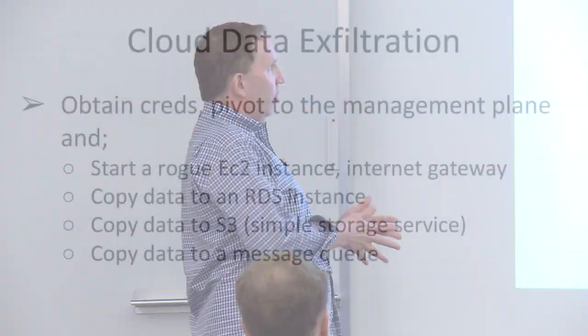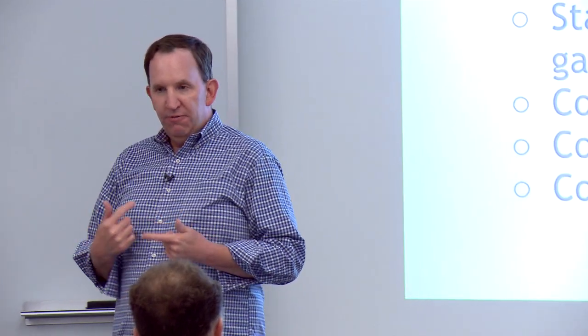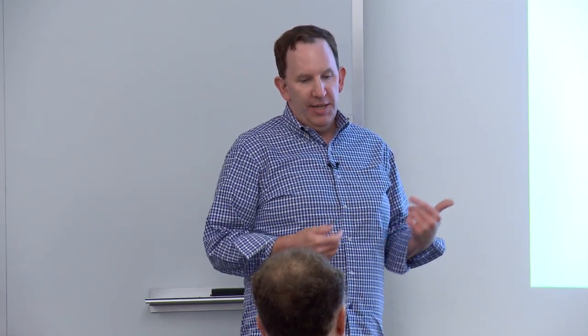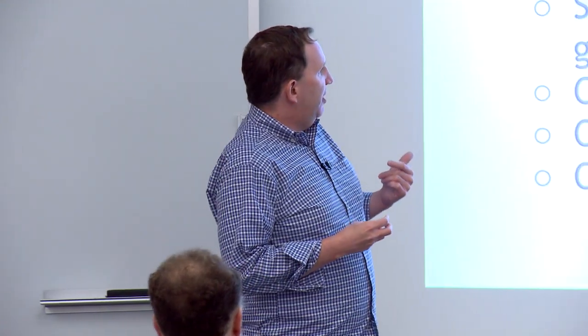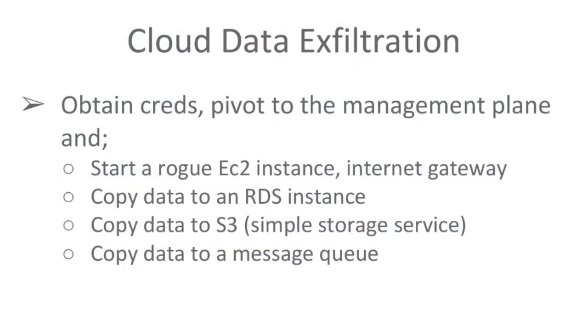So in terms of getting data out, or data exfiltration, usually what you see people try to do is get out of the compromised instance and find credentials somewhere, either in a file or in metadata or wherever they can, in order to pivot into the management plane, and then start doing things to try to go unnoticed. Sometimes people will start a rogue EC2 instance. Just manually start another EC2 instance and maybe even give it its own internet gateway in case you have a network IDS, so it can talk out without being seen.